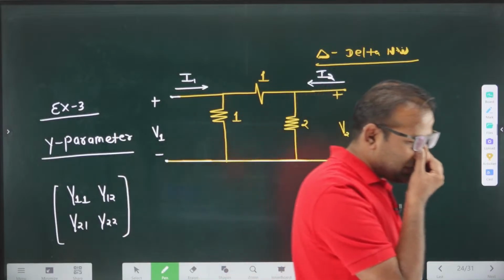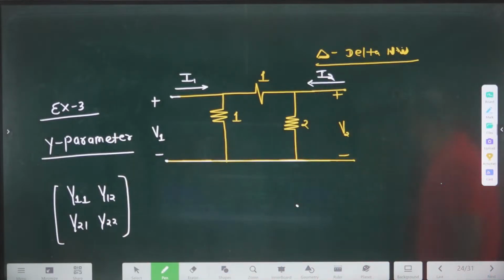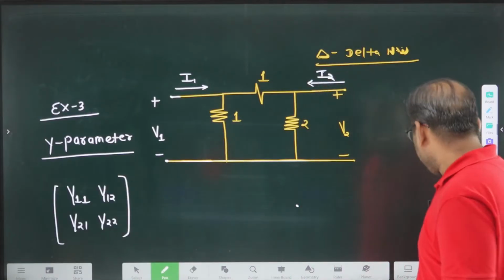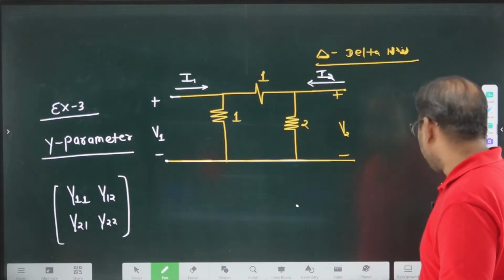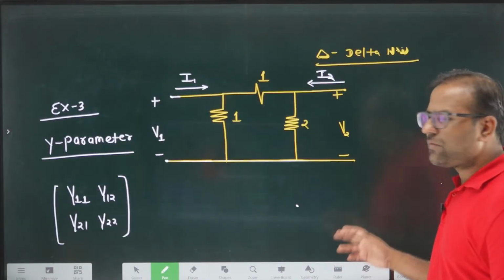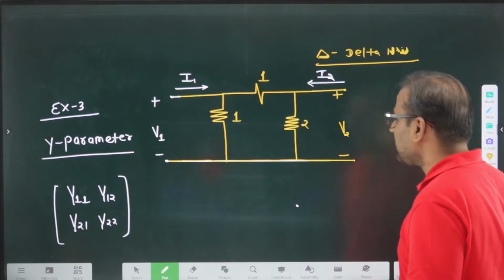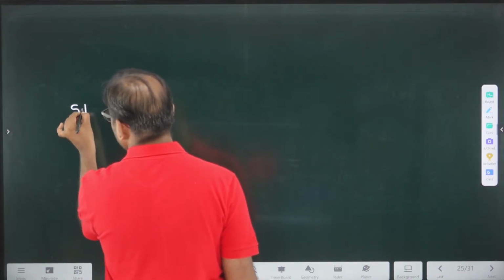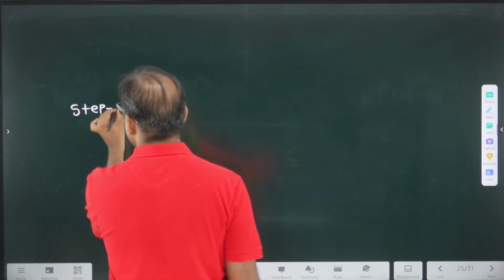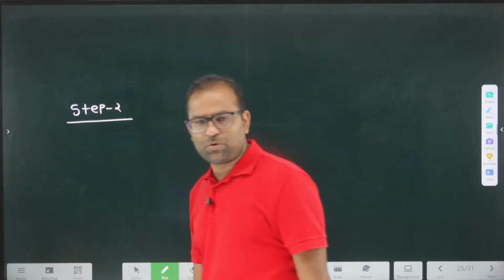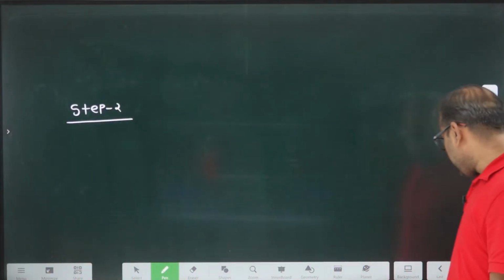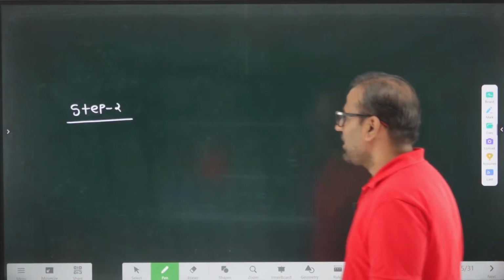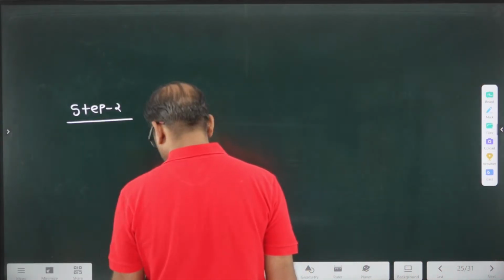Which connection is this? This is a delta connection, so it is easier to find the y parameter for this. How? Let's go for the first thing. You can make V1 or V2 equal to 0. So step number 1, we are applying a short circuited output. We put a short circuit on its output, and let's see how this will look like.